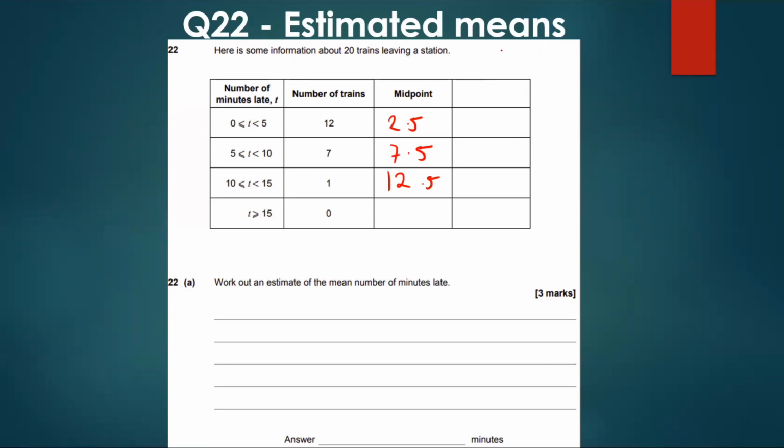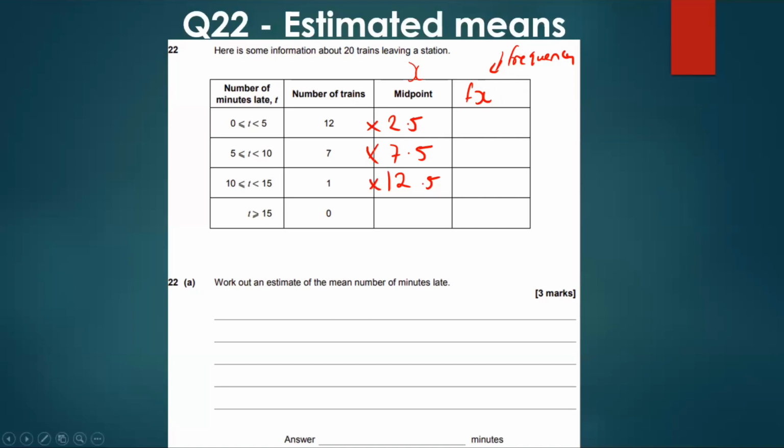So this column here, we're going to call x, and this is the frequency column. Now, this is what we call fx, where f is the frequency times x, whatever x is. In this particular case, x is the midpoint. So you're going to multiply all of these together, giving you an fx, which is your frequency times the midpoint.